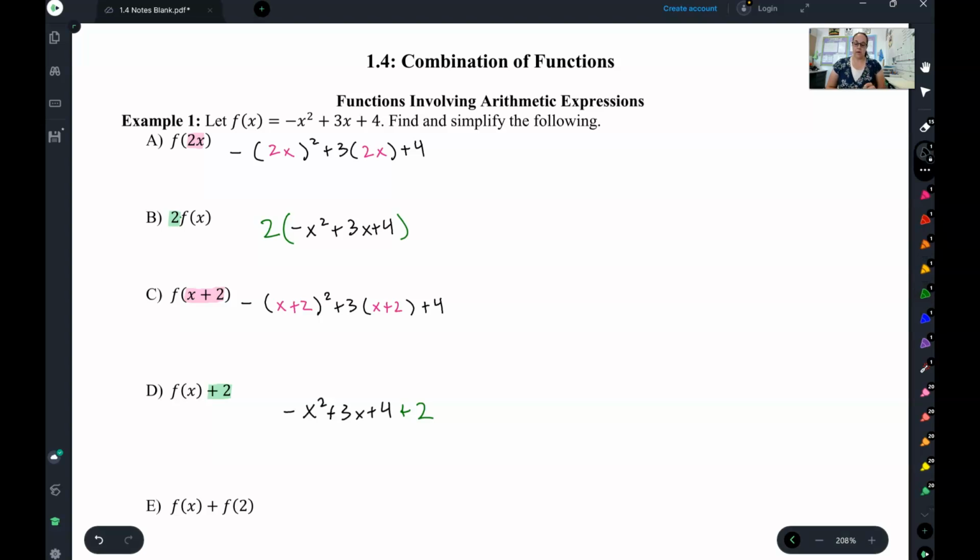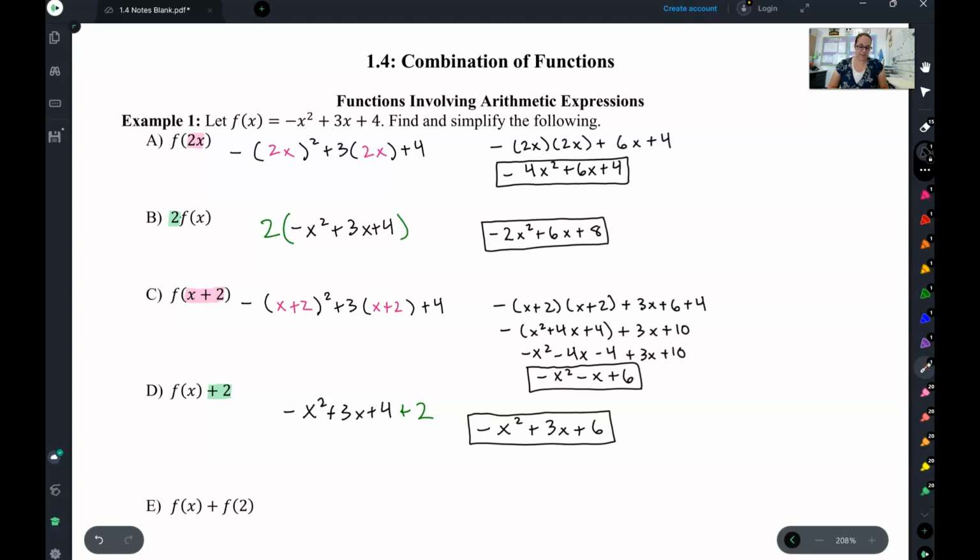Now, I want you guys to practice simplifying these. So what I would like you to do is take a moment, pause this video, try to simplify all 4 of these, and then come back when you're done to see how you did. Let's check how you did.